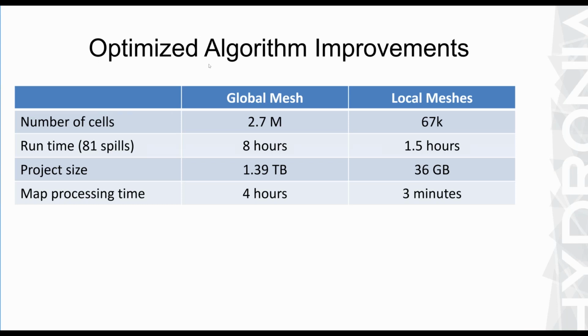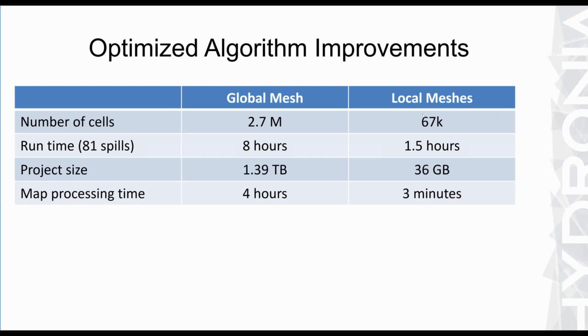So this is a table that I prepared with a specific example of the previous mesh that I showed you, where the number of cells that was required was 2.7 million. And on top of that, this mesh was required to be developed by the user. So you need to develop that mesh and make sure that that mesh was far enough from the spill location so that it will cover all of the fluid once the spill occurred.